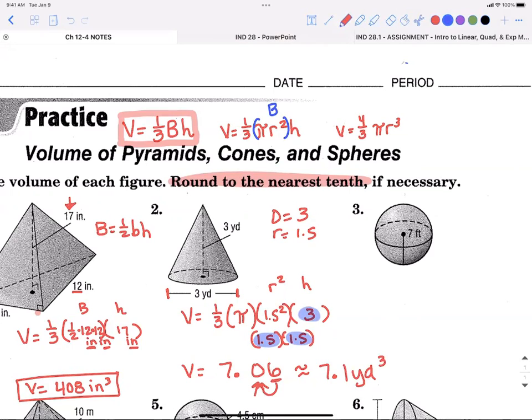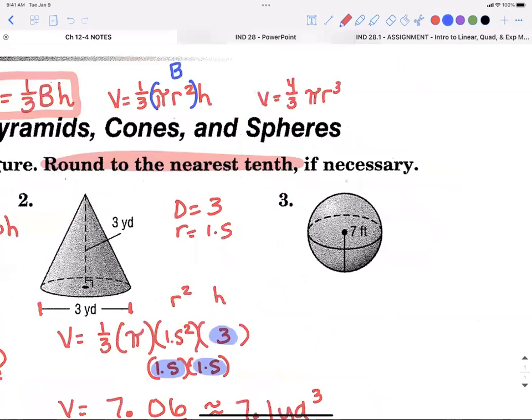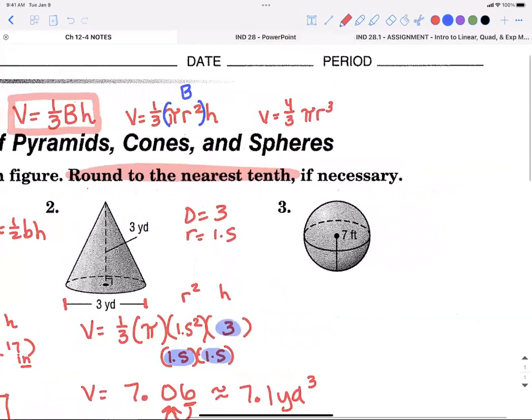What was the other one we had cubed? Didn't we have one during chapter 11 that was cubed? Now I don't remember. I'll have to go back and look, but you can always find it by looking to see how many you have in your problem. All right, last one is volume of a sphere.